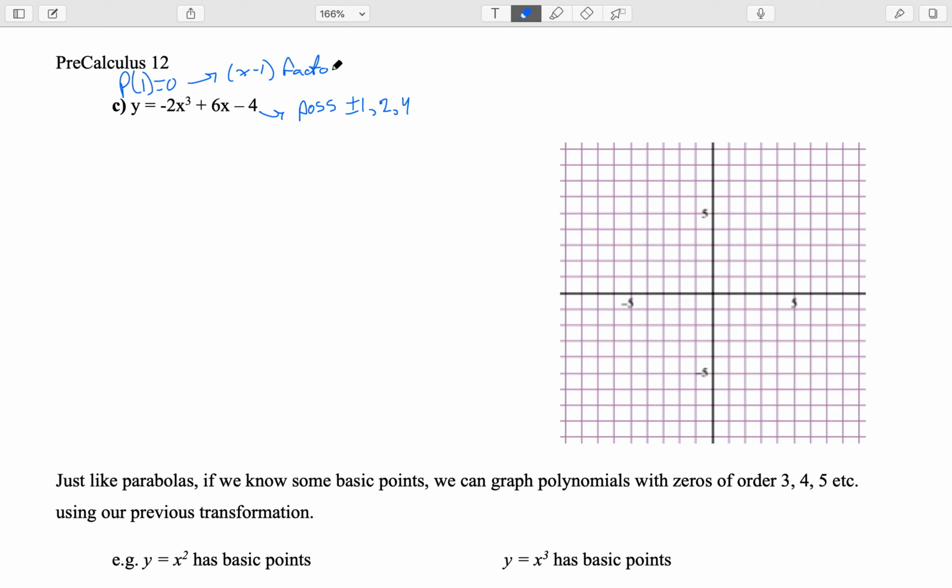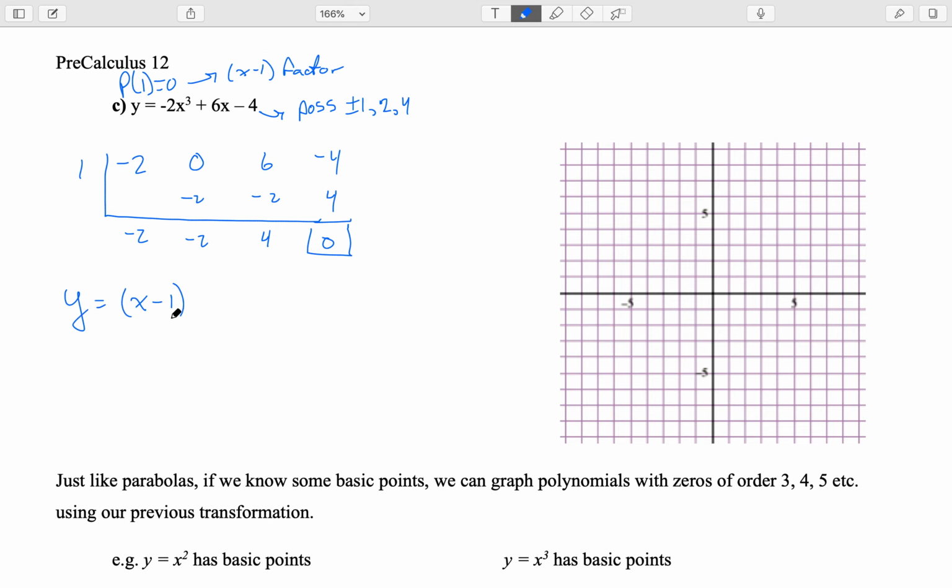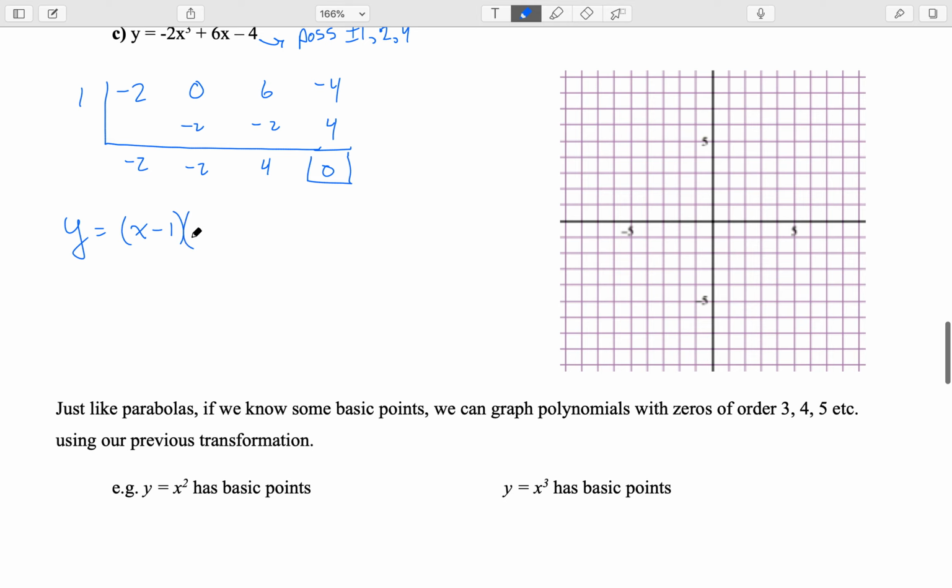I do know that that is a factor, which means I should be able to divide x minus 1 into this. Let's do it. So negative 2, 0x squared, 6, negative 4. Remember, for x minus 1, I'm not going to use minus 1, I'll use positive 1. So negative 2 comes down, negative 2, add them up. Negative 2, negative 2, add them up. 4. 1 times 4, 4, add them up. 0. Excellent, there's my remainder. So if I factor this thing, I know one of the factors is x minus 1, and I know the other one is negative 2x squared minus 2x plus 4.